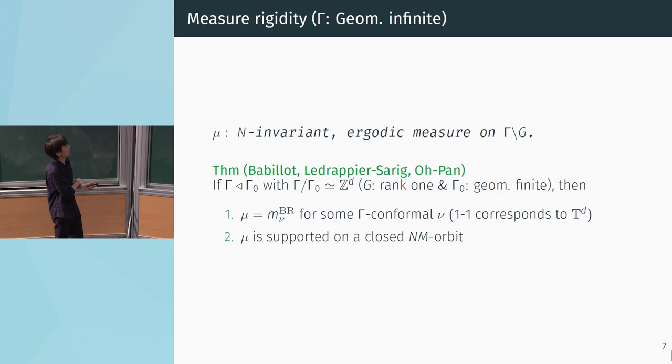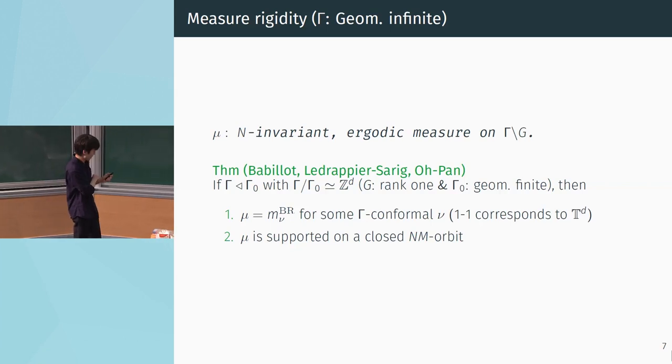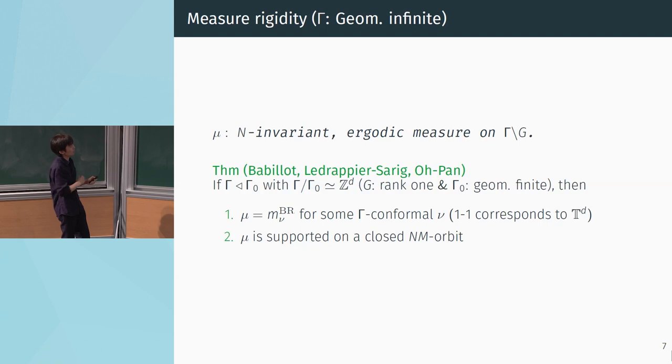Okay, so the statement is the following: if you are in this setup, then you have two possibilities. Either your measure is a Berger-Roblin measure for some conformal measure, and in this particular case, you actually know that this family of conformal measures corresponds one-to-one to the characters of that group, or it is supported on a closed NM orbit. All right.